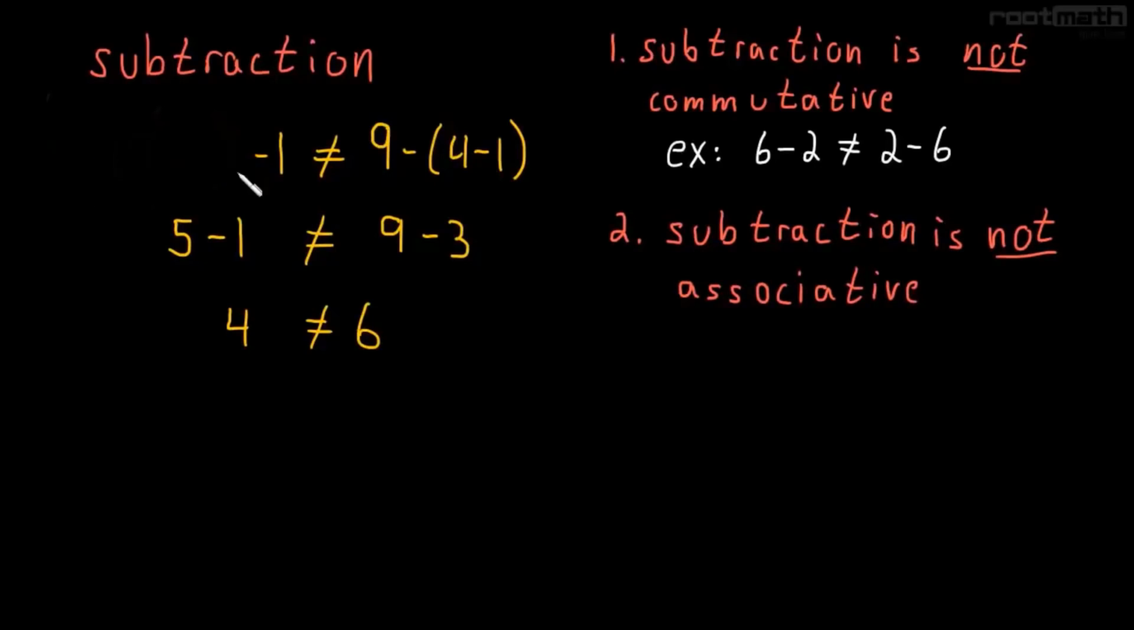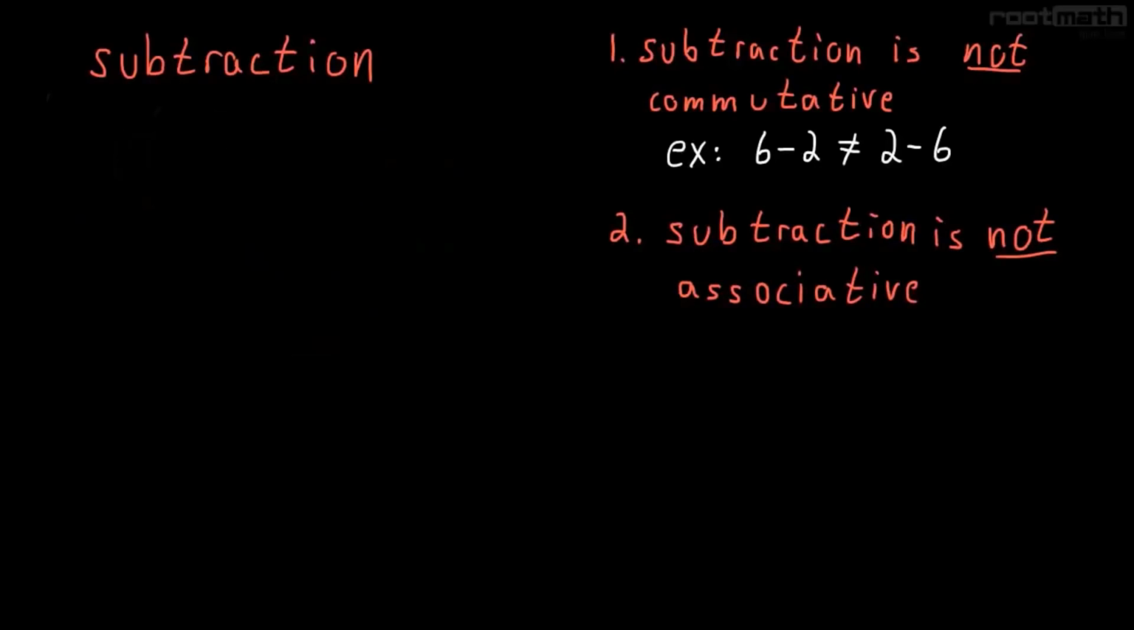And there's another reason subtraction is not that great. But first, let's just write our example down. So our example here was 9 minus 4 parentheses minus 1, or parentheses 9 minus 4 and parentheses minus 1 is not equal to 9 minus parentheses 4 minus 1.